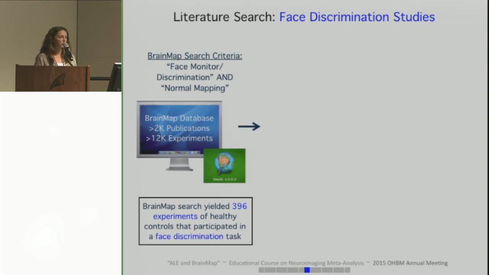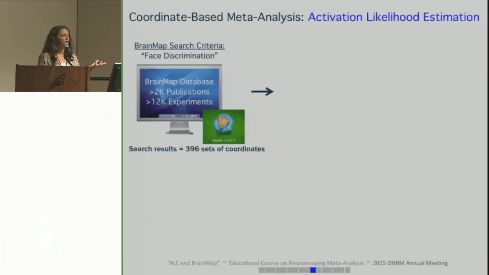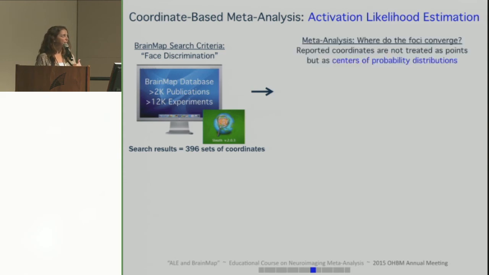So after searching and then filtering the results, you end up with 396 experiments of healthy controls that participated in a face discrimination task. And so these can be downloaded in the Sleuth application. You can tell there's a lot of coordinates associated with these 396 different contrasts. So we want to do a meta-analysis using the ALE algorithm in GingerALE. And as Tom addressed, we're looking at where these foci converge in the brain.